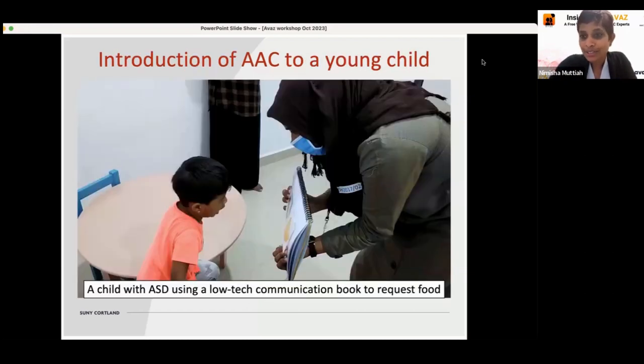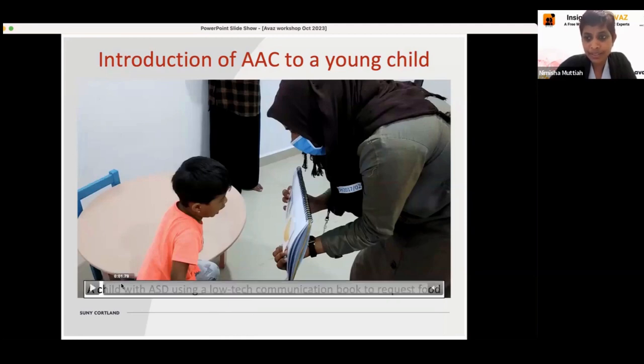Okay, so I'm going to share a quick video here of one of my students just starting to introduce a very basic low-tech communication book to a little one with autism. She's pretty young. I want to say she's about 3 years old here. And you'll see her using the low-tech communication book to request for food, a very basic function. So let's watch this video.